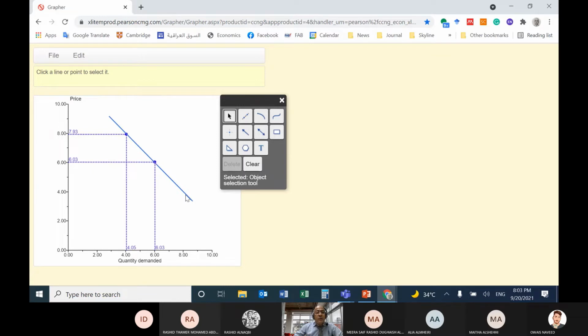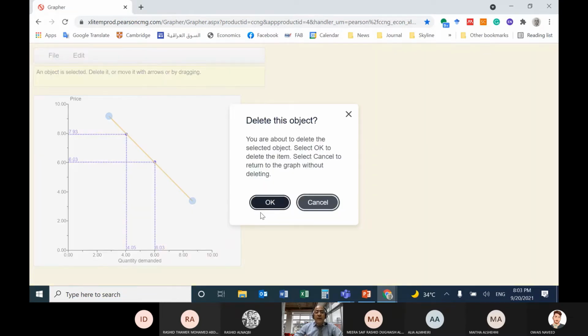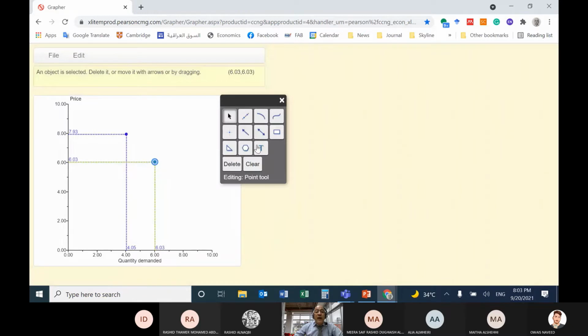Also, you can draw a curve. You can draw a curve. It is technology. So I will try to fix it manually.